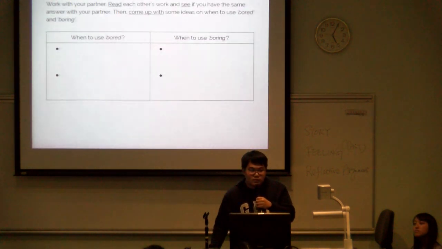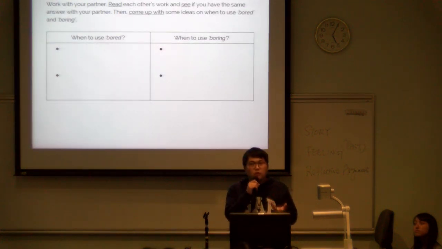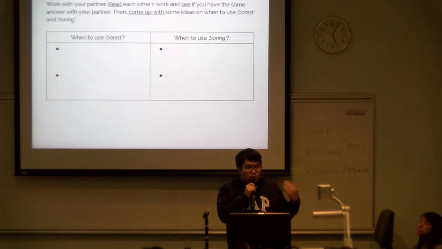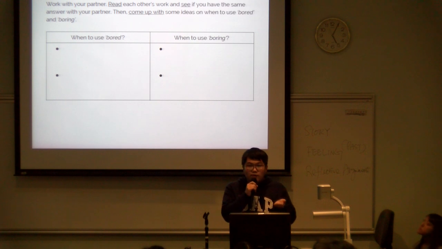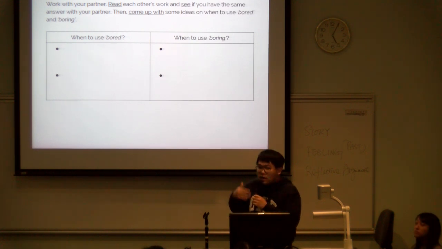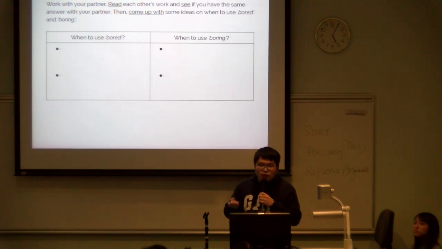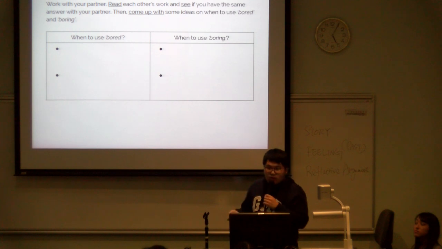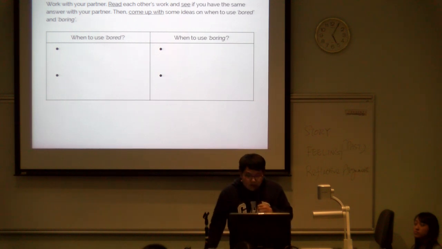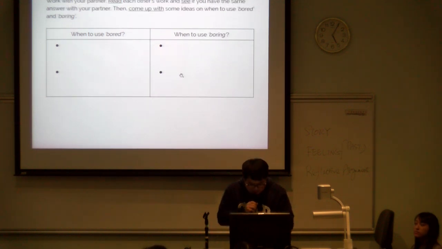Okay, the reason for working in pairs is that we want to have a peer assessment so they can look at each other's work and check if their answers are the same. If there's differences, they can explore why. So they can start brainstorming the reason or the rule of using bored or boring, okay, by doing a pair work. Okay, so this is the first stage. And this is the stage one.